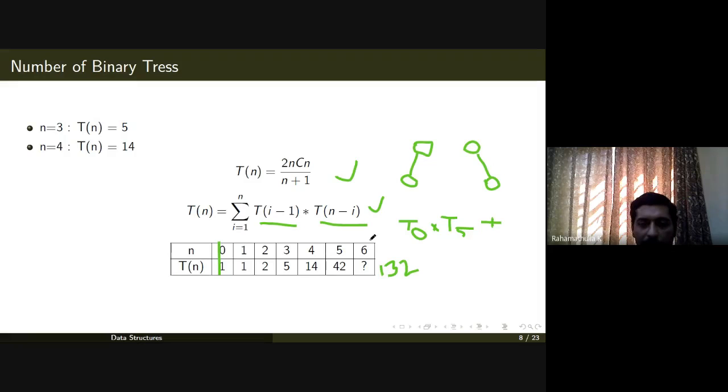This is another formula for the Catalan number, which comes out to be 2n choose n by n plus 1. You can calculate it by using this formula also: 2n choose n, with n equal to 6, 2 into 6 is 12, so 12 choose 6 divided by n plus 1, 6 plus 1, 7. So 12 choose 6 divided by 7.